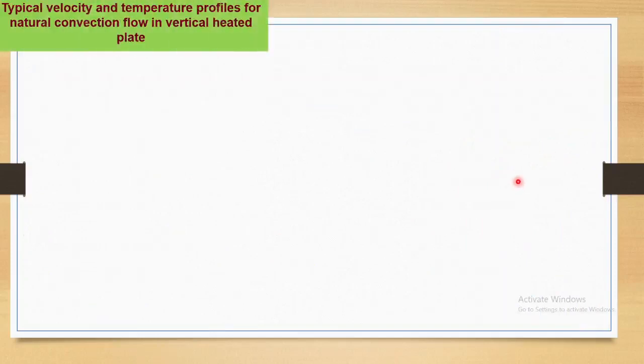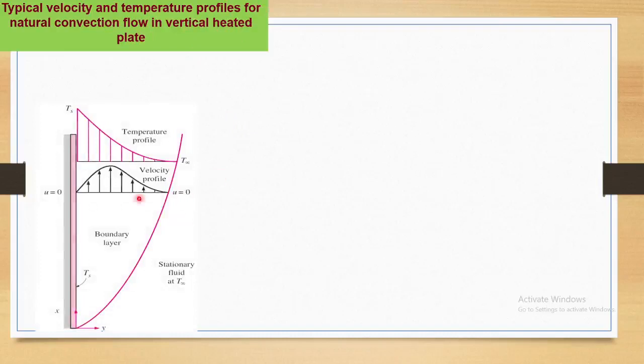Now let us discuss the typical velocity and temperature profile for free or natural convection flow on a vertical heated plate. Let us consider a vertical plate whose surface temperature is Ts and it is more than the surrounding temperature. That is, a heated plate is exposed to cold fluid. Since there is no external agency, initially we can assume that the surrounding fluid is stationary, that is, its velocity is zero.